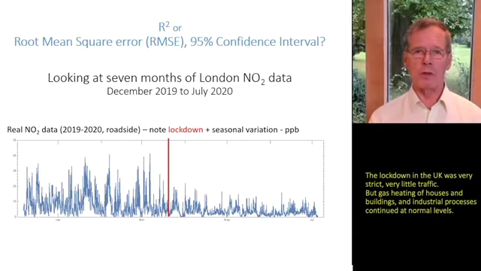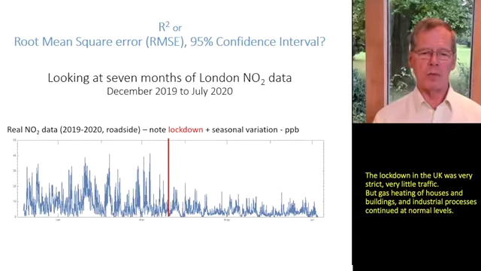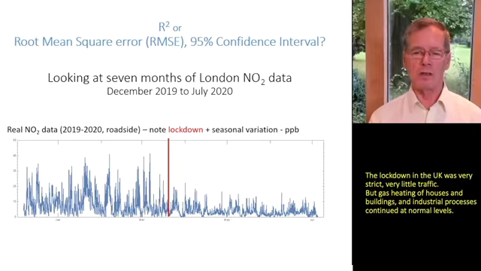Let us now look at something that is very recent. This data was collected by Rod Jones in the Breathe London campaign between December 2019 and July 2020. The red line represents March 23rd, which is the day that the UK was locked down. You'll see that in the earlier period, the gas concentrations are generally higher than after lockdown, as we'd expect.